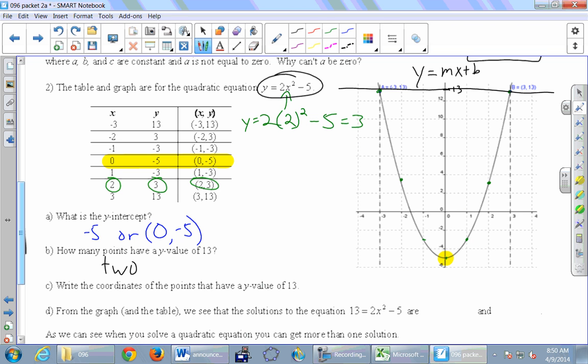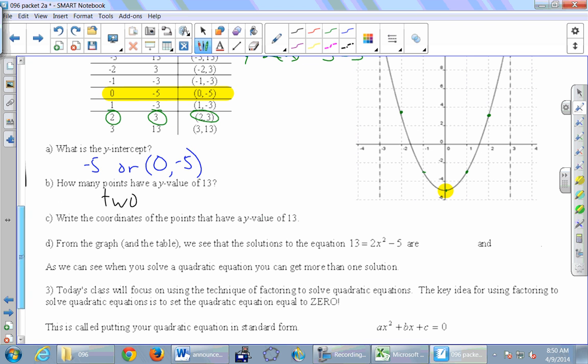And then it says write the coordinates of the points that have a y value of 13. Okay, well, the good news is I labeled these ones for you. So the coordinates are -3, 13 and +3, 13.